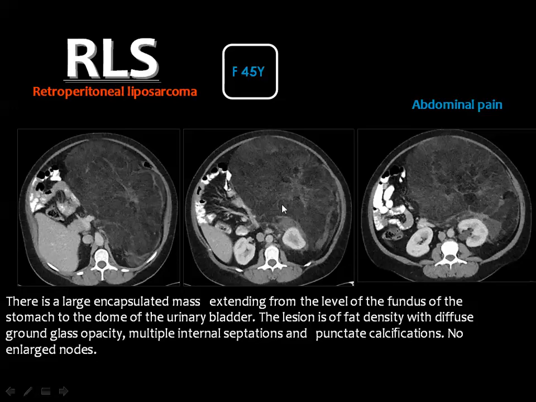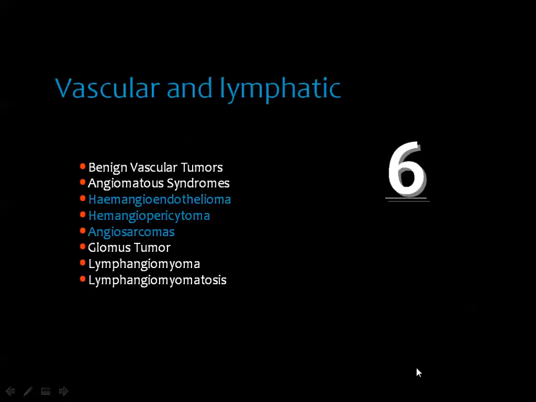You should consider any fat-containing mass in the retroperitoneum as liposarcoma until proved otherwise. And this is another example. You see a fatty mass with a significant amount of soft tissue and internal septations adjacent to the kidney, and this was a retroperitoneal liposarcoma.